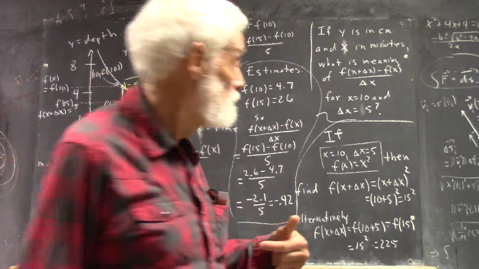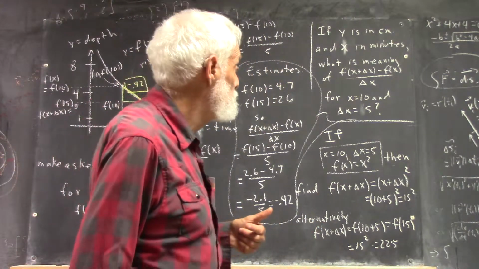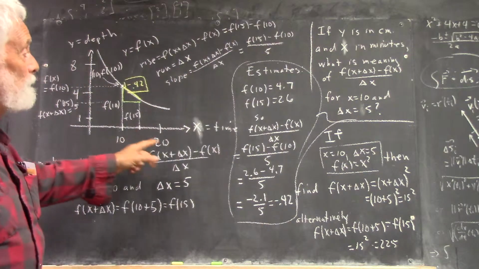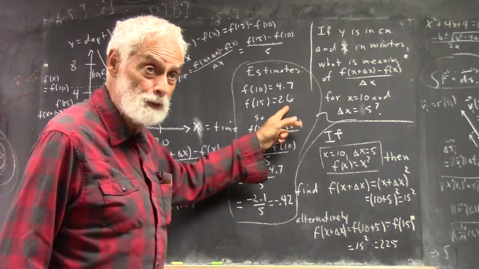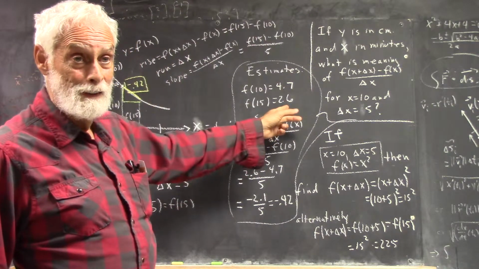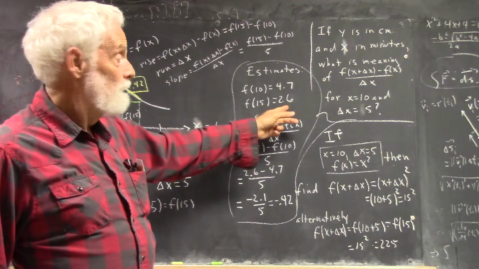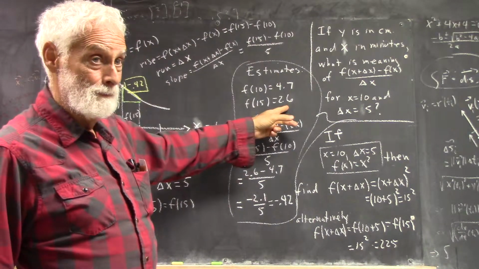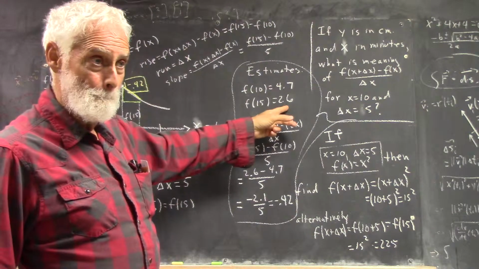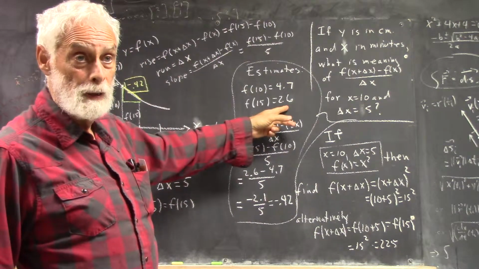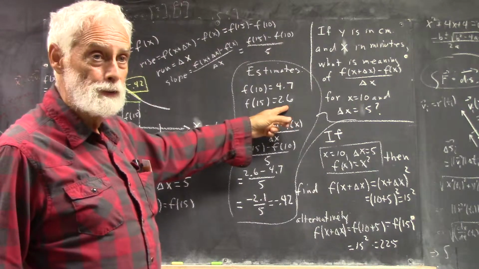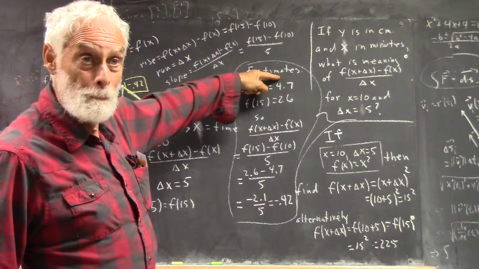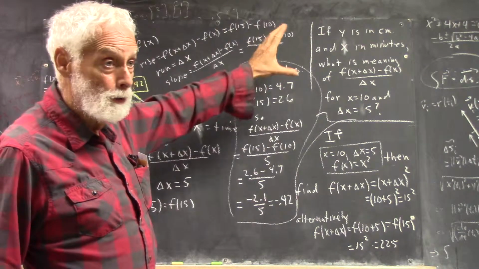And then, what is f of 15? f of 15 is 2.6. What's that mean? Okay, so let's be specific. The depth is 2.6 centimeters when time is 15 minutes, or, if you want, it's 2.6 centimeters 5 minutes after it was 4.7 centimeters, right? Okay, all those are real important.